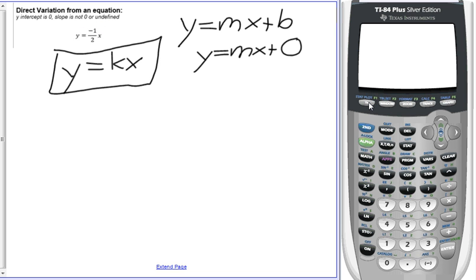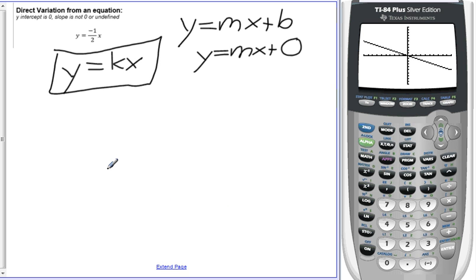And again, on these, you can always check them by putting them in your calculator. So I could put negative 1/2 x and hit graph and make sure that it's a line that goes through 0, 0. So as long as you've solved for y, you can check in your calculator.